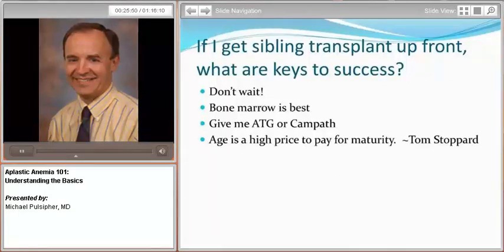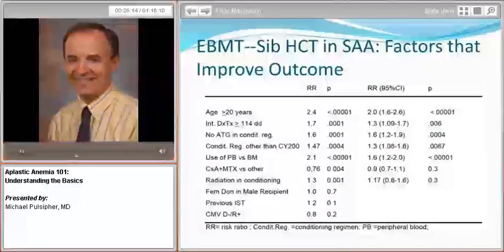And the final thing, age is a high price to pay for maturity. Those of you who've paid that price, unfortunately, the older you are, the less likely a sibling transplant is to have a good outcome. You get fabulous outcomes up until about age 40, but above age 40, your outcomes are a little bit worse. Your outcomes with immune suppression are a little bit worse, too, and I'll illustrate that. These are the keys to success.